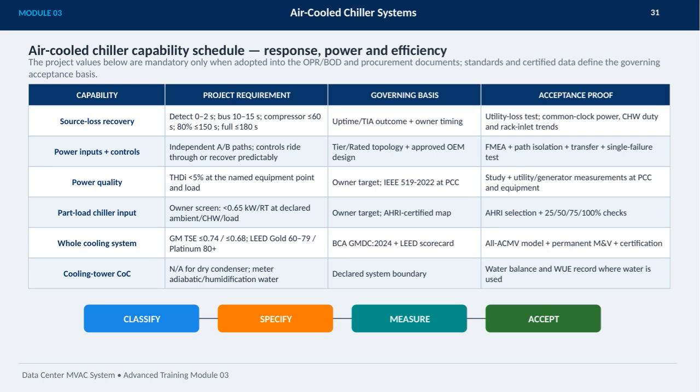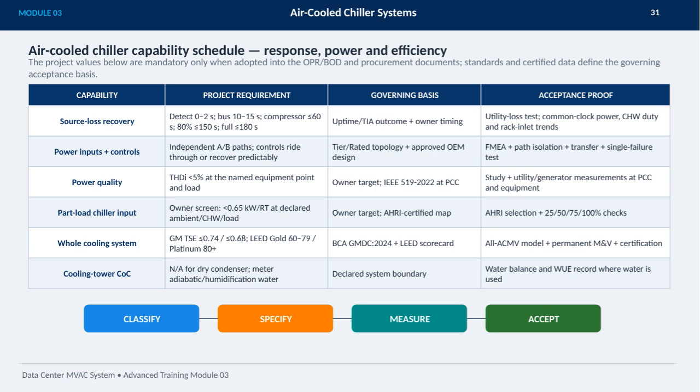Key capabilities include rapid source loss recovery, where detection occurs within 2 seconds and compressors respond fully within 3 minutes. Power inputs must feature independent A and B paths with controls designed to either ride through disturbances or recover predictably, supported by approved OEM designs and thorough failure mode testing.